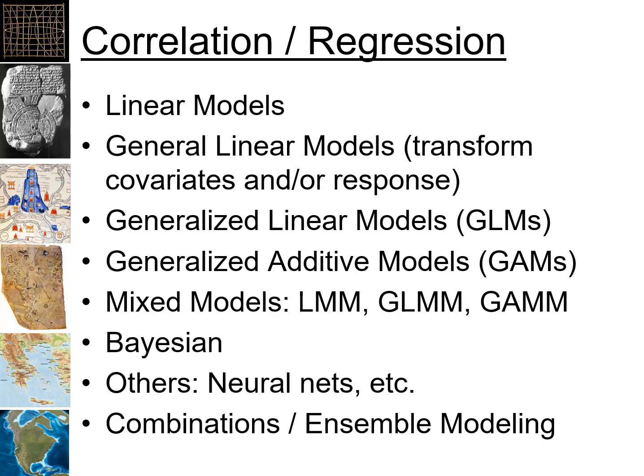And then of course Bayesian, and then other ones. There's a whole bunch of other ones out there. We didn't cover all of them. Neural nets is one that's potentially important for you in the future. CART, I appear to have left off of here, the tree modeling as well.